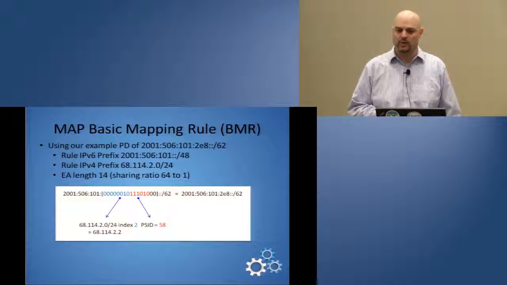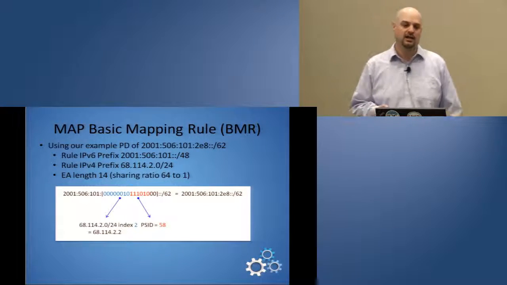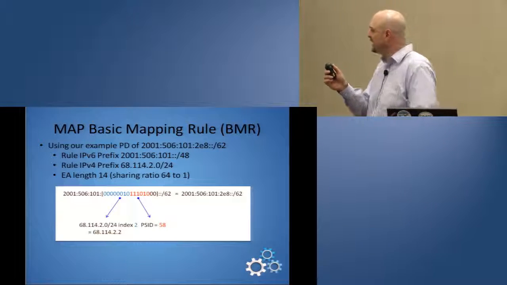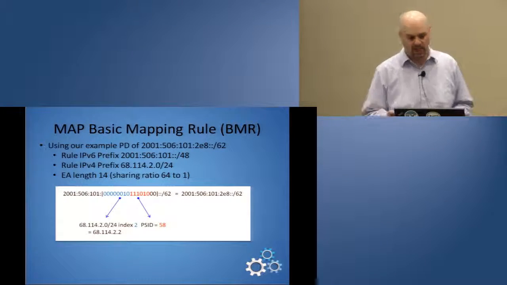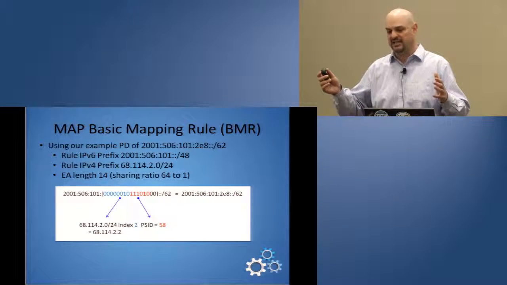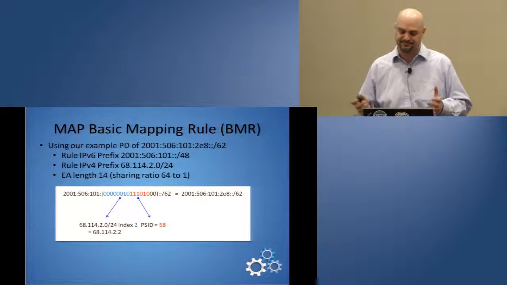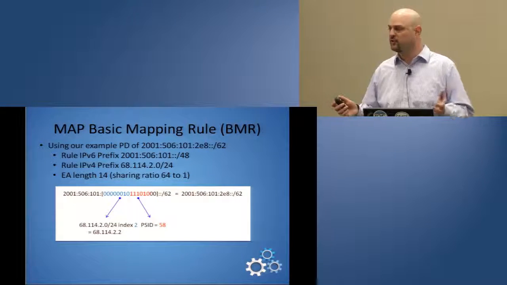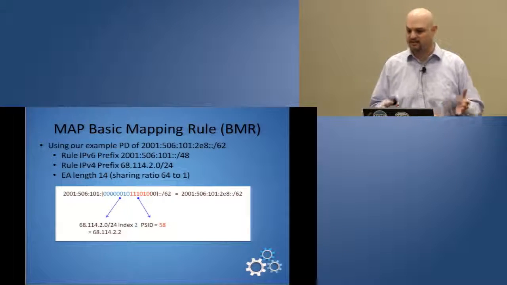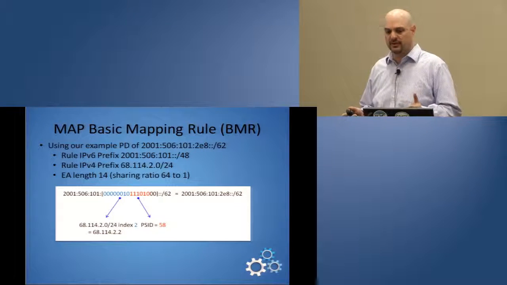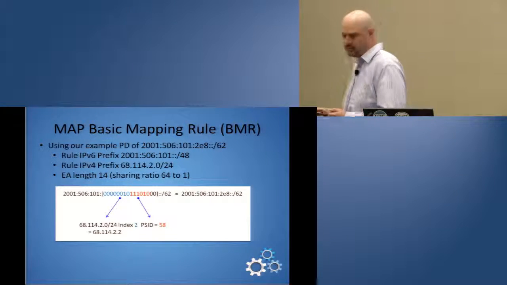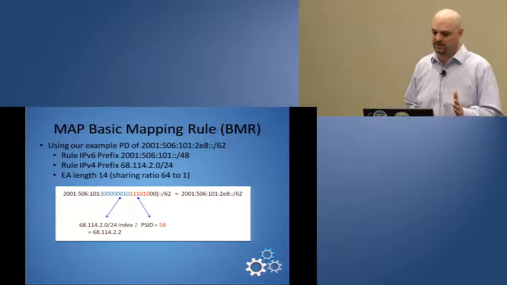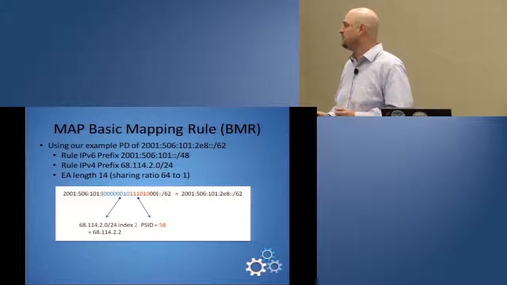So let's look at the base mapping rule and how that's calculated. So we have our rule IPv6 prefix. Once you get beyond the rule IPv6 prefix, you're going to hit your EA bits. How do you know, again, which bits to use? And so I've expanded the EA bits out into binary so we can make some sense of them. So how do we know what address to use and what PSID I should use? Well, it's simple. Given our PD allocation of 2001:506:101:2E8::/62, and the rule IPv6 prefix, we go to the end of the rule IPv6 prefix, and now we have 14 bits that define the EA bits.